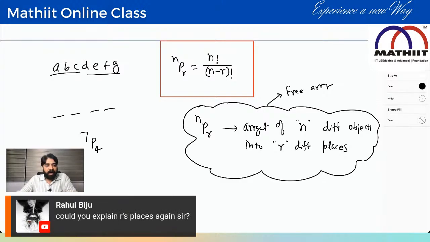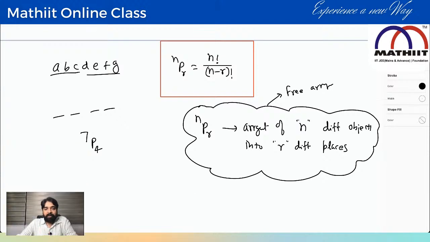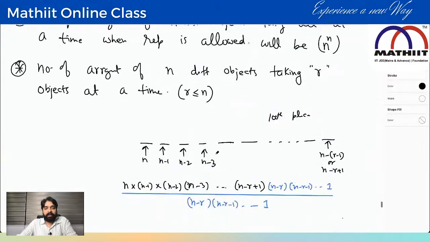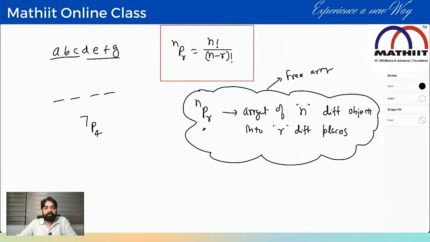Somebody is having a problem with the rth place. That was the very simple way. Okay, I will tell. First place n ways, second place n minus 1, third place n minus 2, fourth place n minus 3. So 100th place is n minus 99. Am I right or not? So the rth place is n minus (r minus 1). See, first means n minus 1 minus 1, second means n minus 2 plus 1, and so on. I hope it's clear now.